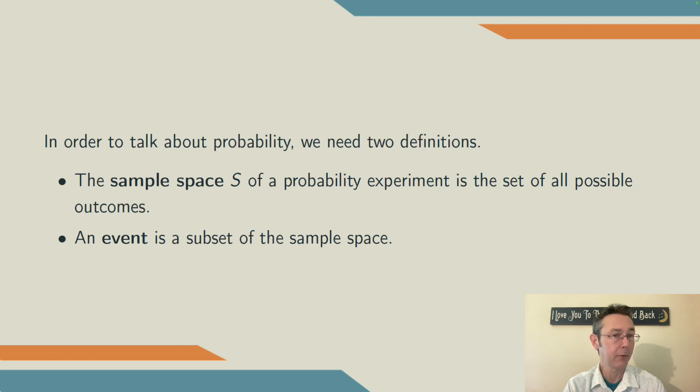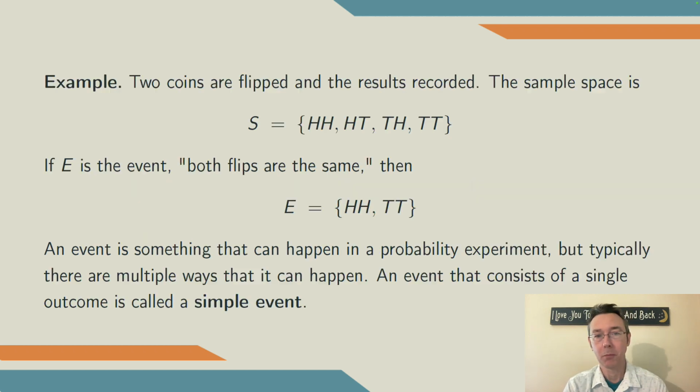First of all, the sample space of a probability experiment, just sort of a random trial, is the set of all possible outcomes. That could be finite, doesn't have to be though. An event is a subset of the sample space.